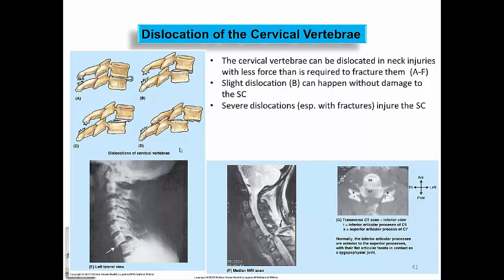It is also easier to dislocate cervical vertebrae than to fracture them, and if this happens without too much displacement of the vertebrae towards each other, like in A and in B, that can actually happen without damage to the spinal cord. But if you have severe dislocations like here in C and in D, then you can actually have injury to the spinal cord.